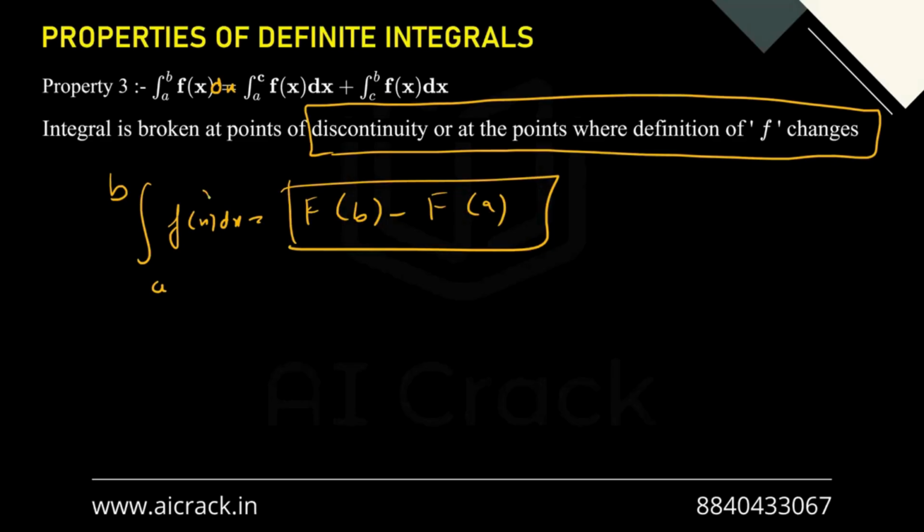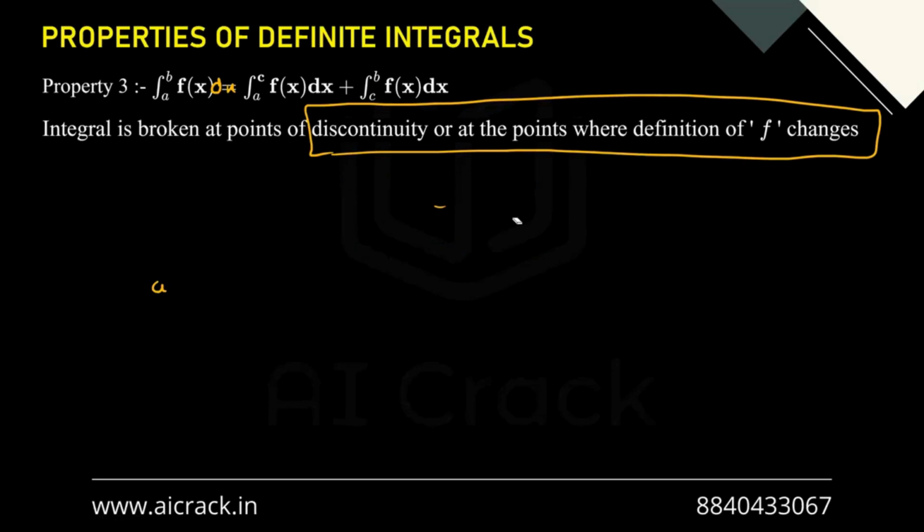This is only true when this function is defined between a to b and also continuous between a and b, right? So this formula is only true when this function small f(x) is defined between a to b and also continuous between a and b, right? Now let's try to demonstrate with the help of a graph.